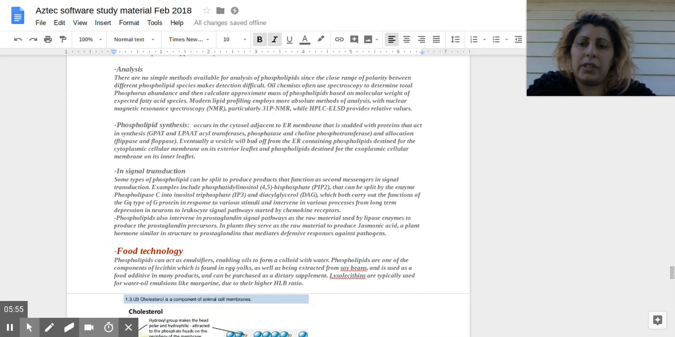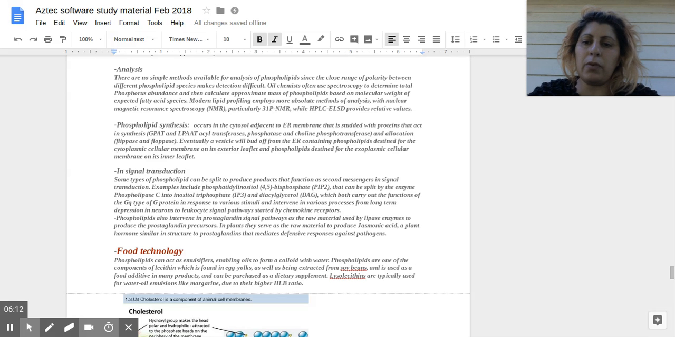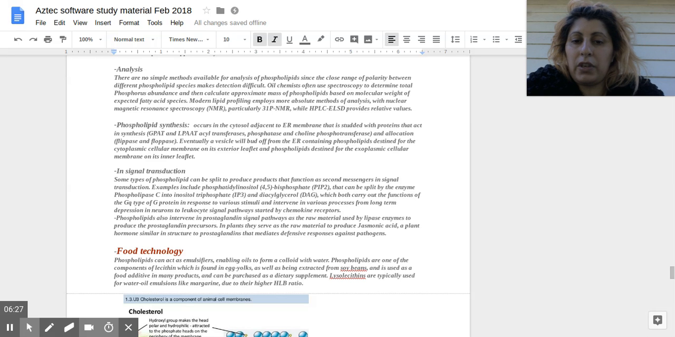In signal transduction, some types of phospholipid can be split to produce products that function as second messengers in signal transduction. Examples include phosphatidylinositol 4,5-bisphosphate, PIP2, that can be split by the enzyme phospholipase C into inositol triphosphate, IP3, and diacylglycerol, DAG, which both carry out the functions of the Gq type of G protein and respond to various stimuli and intervene in various processes, from long-term depression in neurons to leukocyte signal pathways started by chemokine receptors.